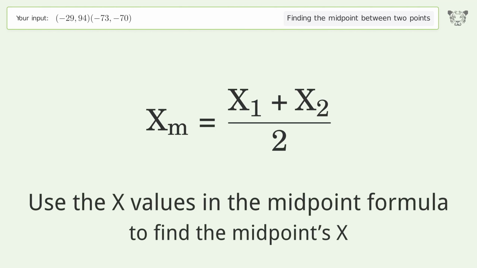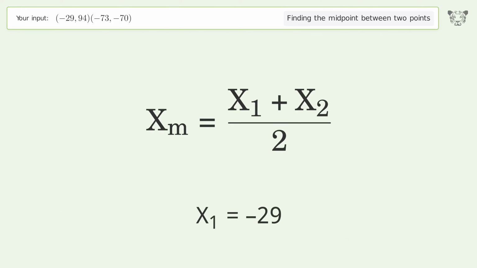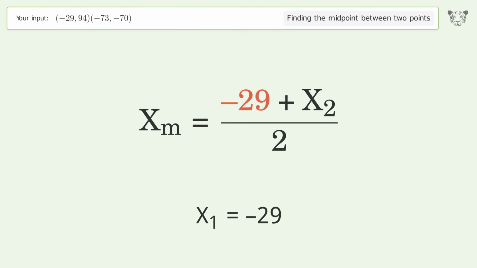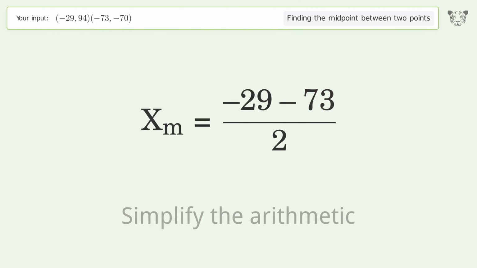Use the x values in the midpoint formula to find the midpoints x. x1 equals -29. x2 equals -73. Simplify the arithmetic.